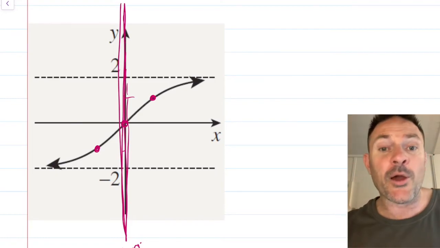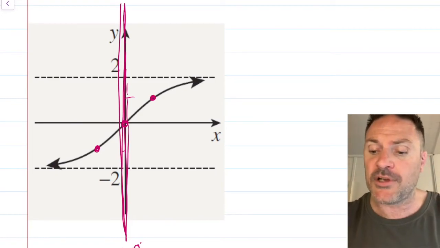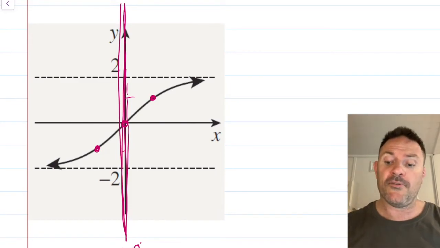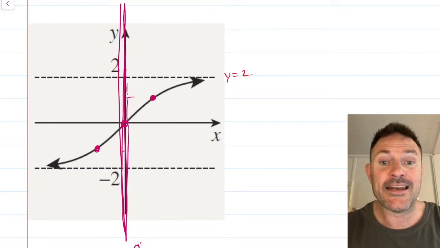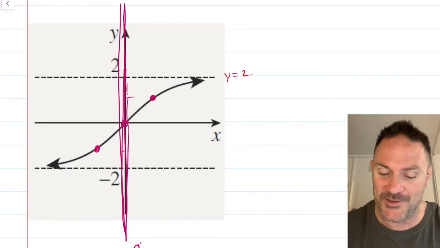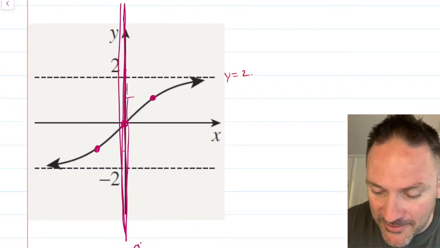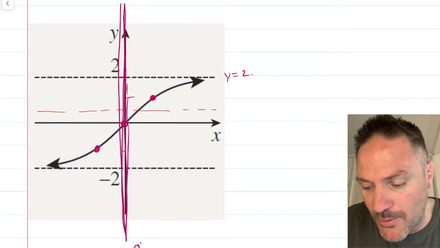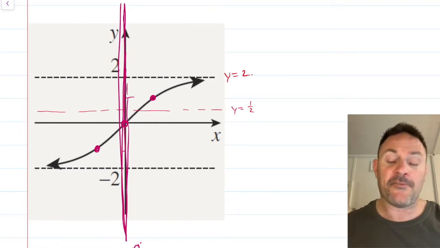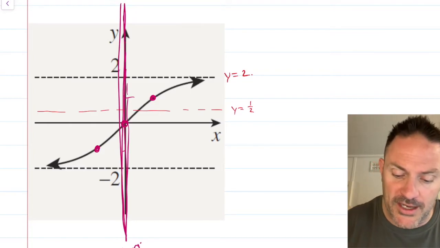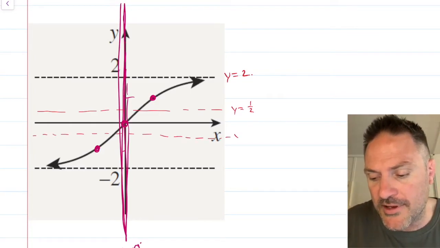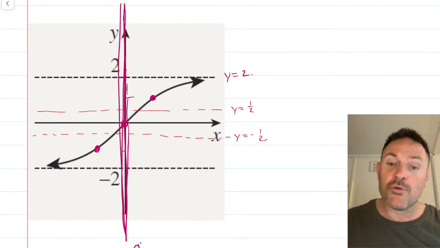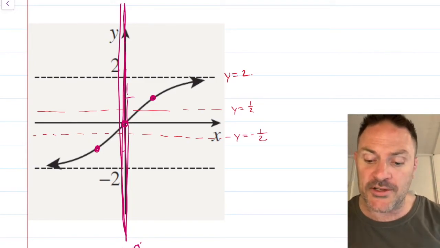Now, some other stuff's going on here. We've got some horizontal asymptotes. So how do I deal with that? Well, if the asymptote here is y equals +2, the reciprocal of that is 1 over 2. So I'm going to have y equals a half. And if I've got -2, the reciprocal of that is -1/2. So all of a sudden, I now have changed or moved my horizontal asymptotes.